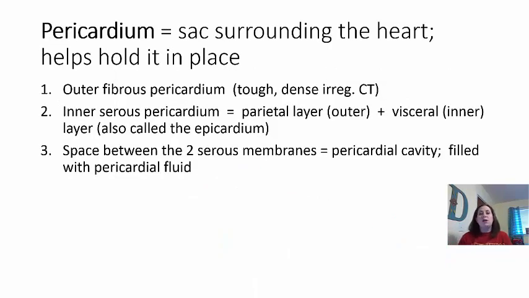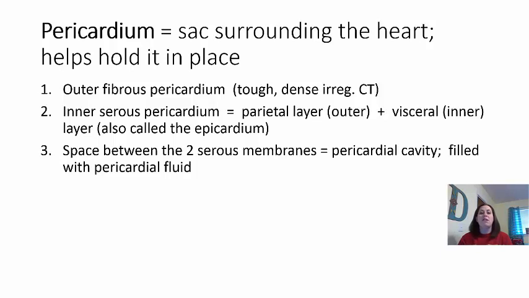Now, one thing to note is when we looked back at chapter 4 and you looked at tissues, you learned about membranes, and we talked about some membranes like the peritoneum, the pericardium, and the pleura. So here we're going to talk about the pericardium. The pericardium is a sac that surrounds the heart. It helps hold the heart in place.